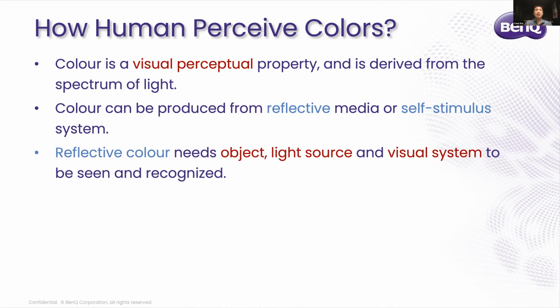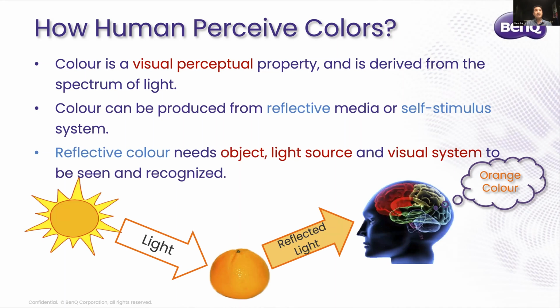What do we need? An object, a light source, and a visual system to be seen and recognized. What does that mean? For example, look at your desk, right? In order to see the color of your desk, you need a light source to shine on your desk. So the desk will reflect its color into your eyes, so you can see the color of the desk, right? And in this example on the screen, the orange will be seen by the eyes by reflecting the light from the orange color, right? So you'll see orange color from the orange itself, right?